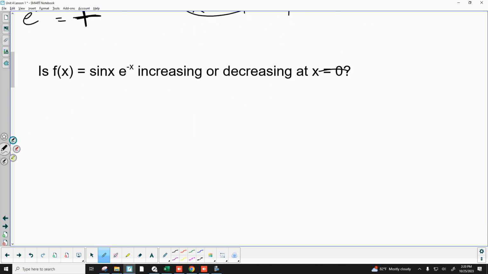Going to change this to x equals pi over 3. I'm going to ask a question: when is this function increasing or decreasing at pi over 3? Tell your neighbors, how do you know if a function is increasing or decreasing?